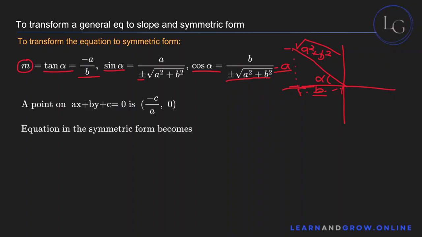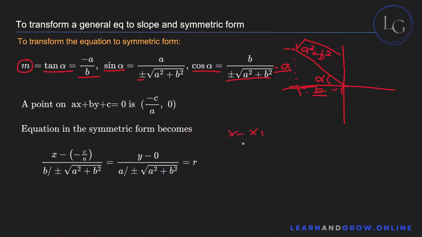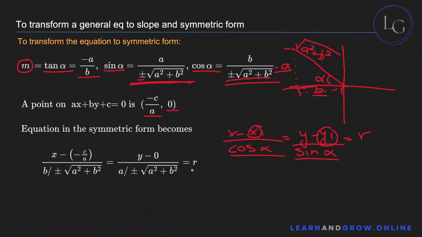Now that you have this, let's see the equation in the symmetric form. The symmetric form equation was x minus x1 over cos alpha, which is equal to y minus y1 over sine alpha, and that is equal to some constant r. This x1 and y1 come from the point, which is the x-intercept. So x1 is equal to minus c over a, and y1 is equal to 0. And hence, we already know that cos alpha is this, and sine alpha is this. Once you plug those values in, you get this. And this is the symmetric form.